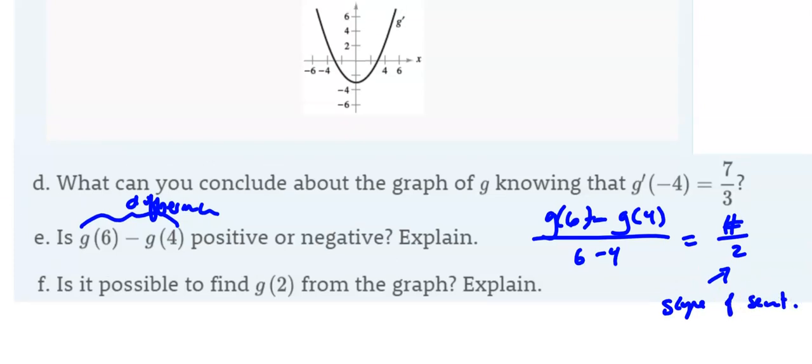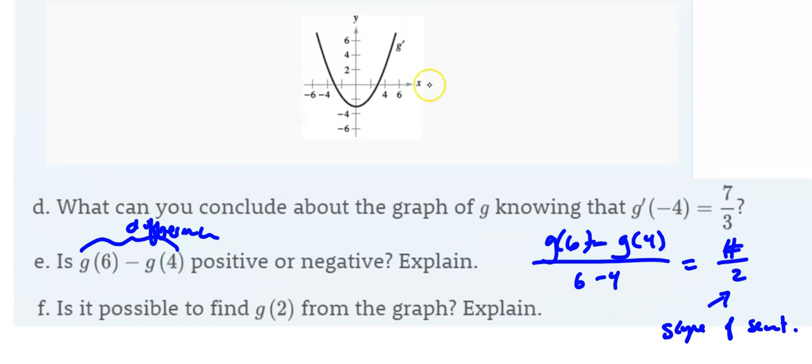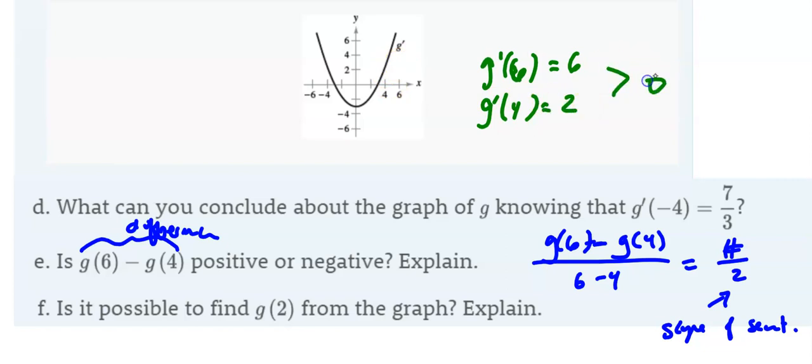Maybe I'm going about this in the wrong way. Let's look at G prime of 6. G prime of 6 is about 6, and G prime of 4 is about, let's say, 2. Oh, well, those numbers are both positive.